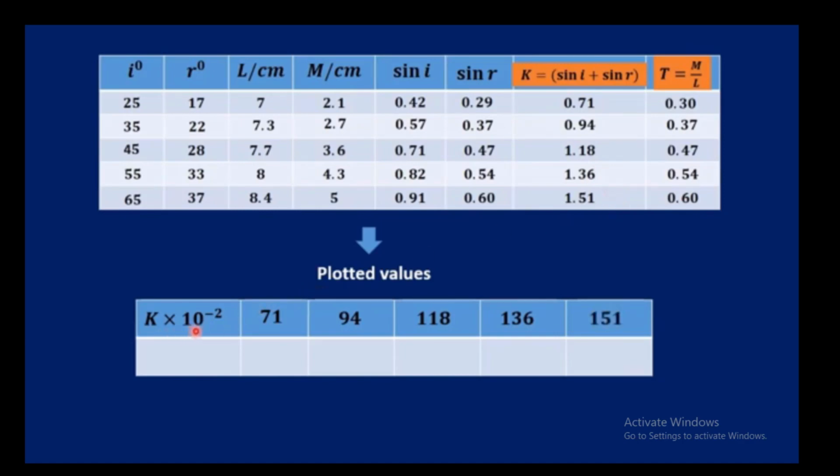Then for the value of T, you can use the same method by shifting the decimal point twice, 1, 2. Then we have 30, we have 37, we have 47, 54, and 60. So those are the plotted values that we have. So with these plotted values, it will be very easy for us to plot on the graph sheet.